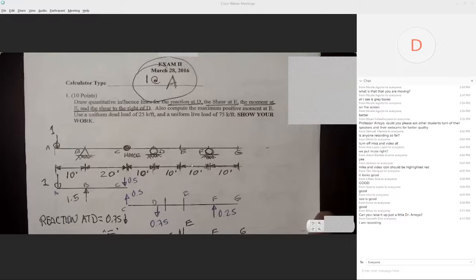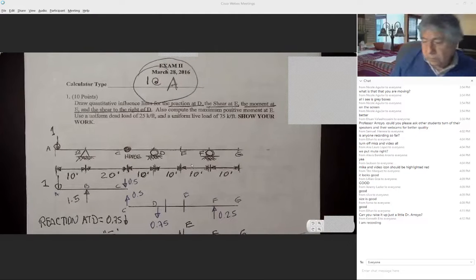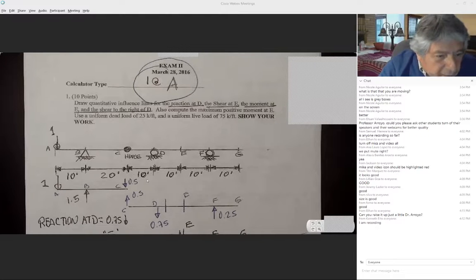And I'm going to compute. This is different. I didn't do this in class. I have 1 at A. And this is what I did before. When 1 was at A, I computed all of these forces. This is what we did before. When 1 was at A, I did it 5 minutes ago. I had computed all these reactions.